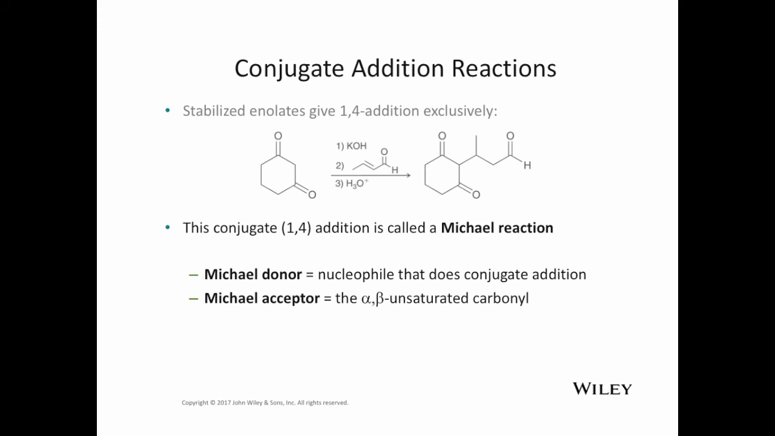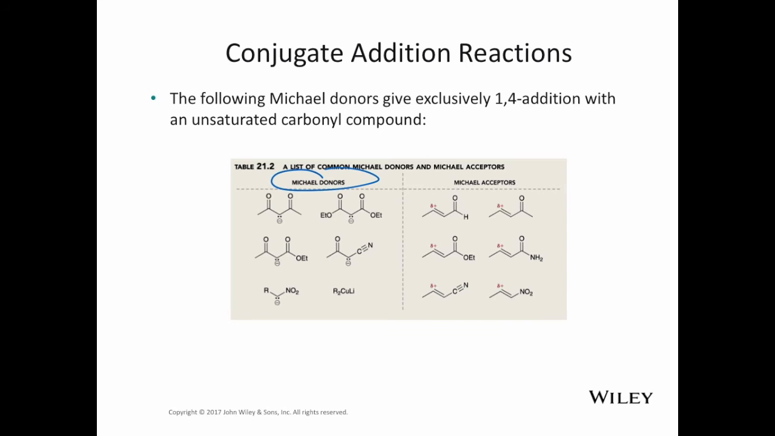These types of reactions are called Michael reactions, and the donor is the name for the nucleophile that does the conjugate addition, and the acceptor is referring to the alpha-beta unsaturated carbonyl. Here are some examples of Michael donors. Notice that a lot of these are resonance stabilized nucleophiles, with the exception of the Dieckmann. And then here are examples of Michael acceptors. Notice these have a double bond in conjugation with a carbonyl, or a nitrile, or an NO2 group.